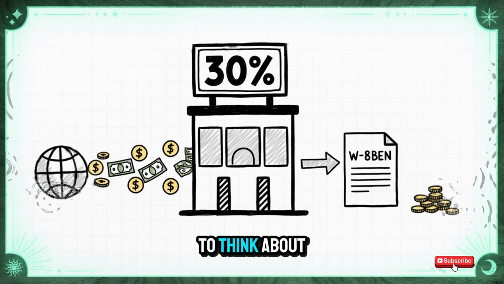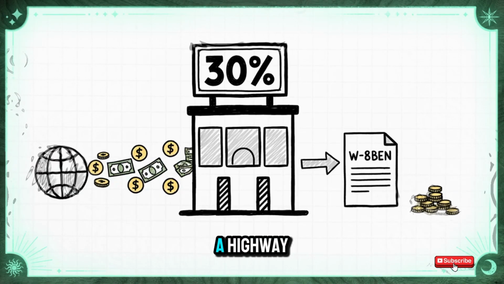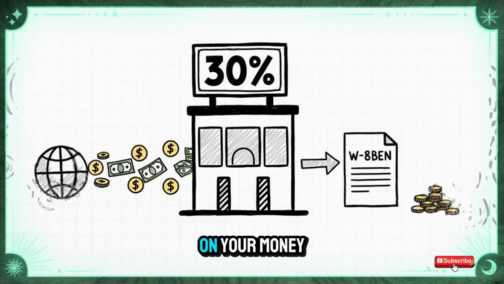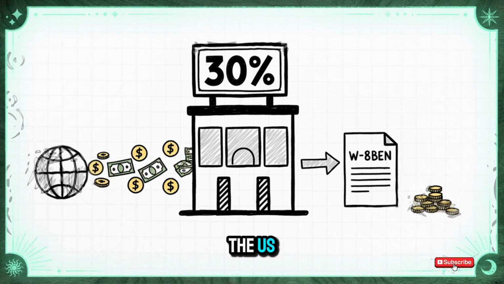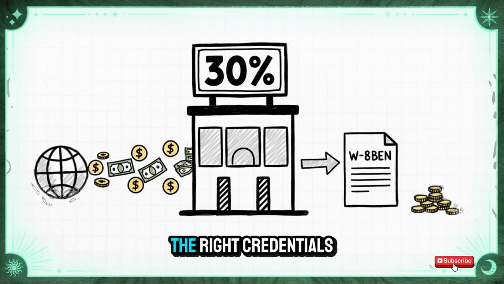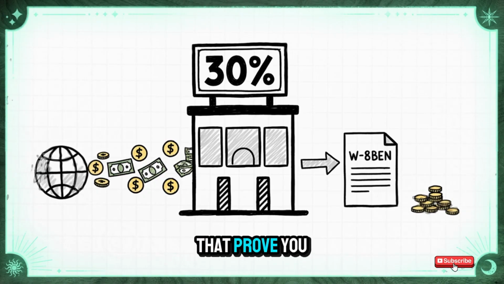The best way to think about it, it's like a toll booth on a highway. A 30% toll is automatically charged on your money as it leaves the US. It just happens, unless you can show the right ID, the right credentials that prove you get a discount or can pass for free. And guess what? That set of credentials, that's the whole point of the W-8BEN.